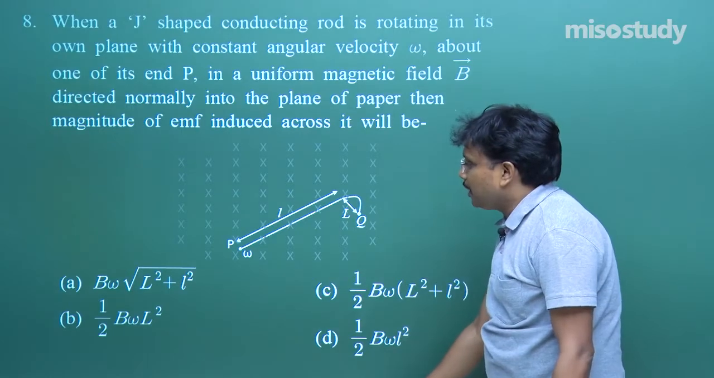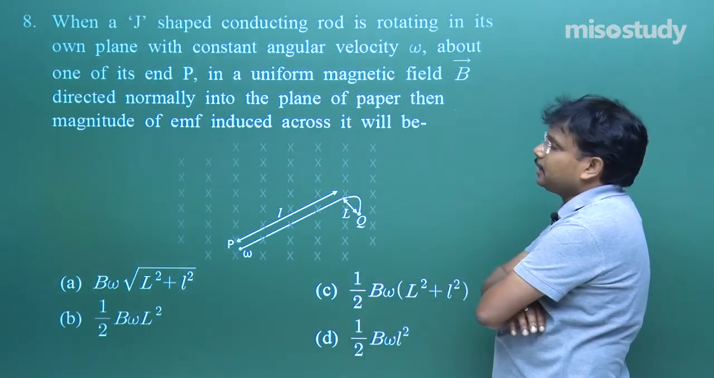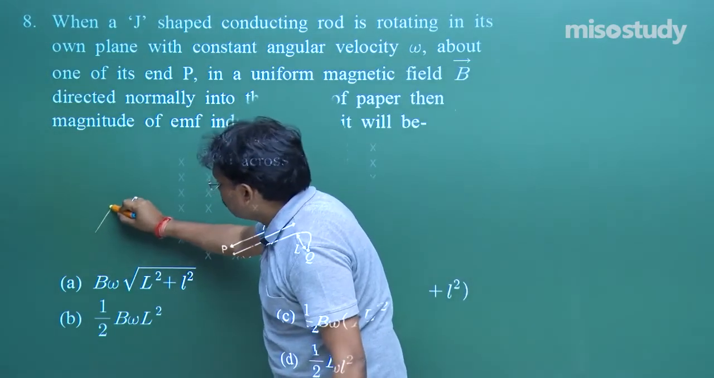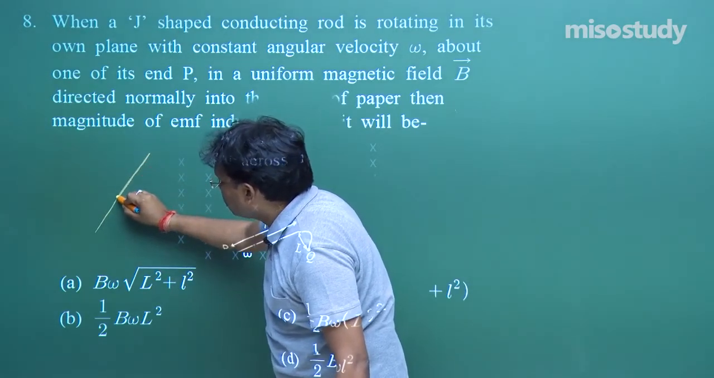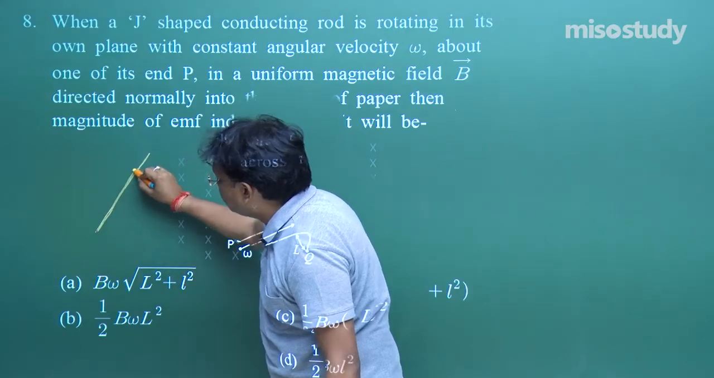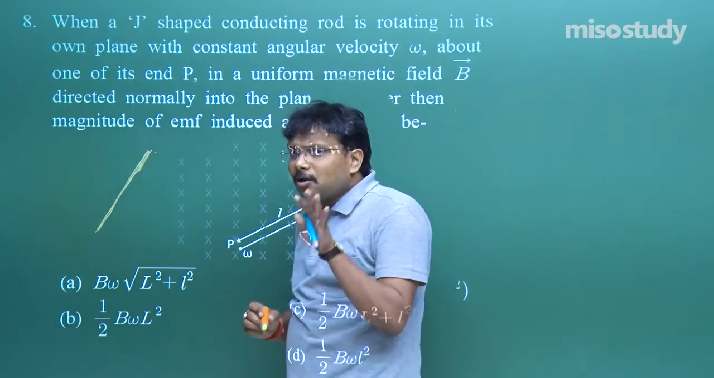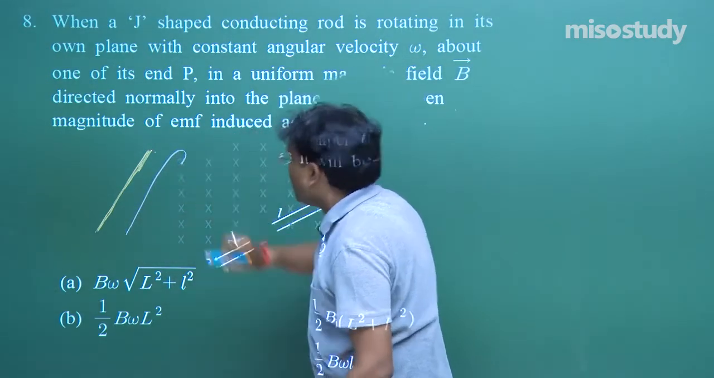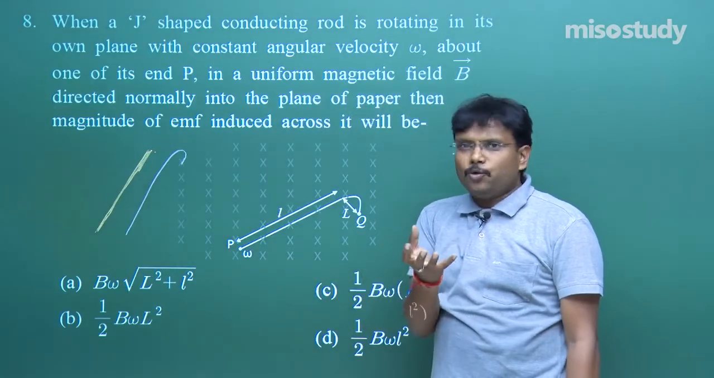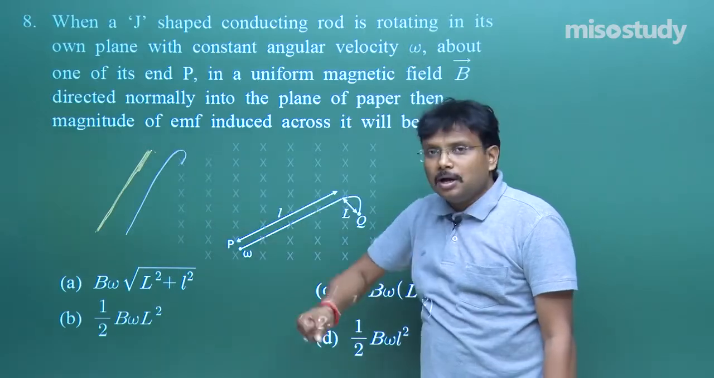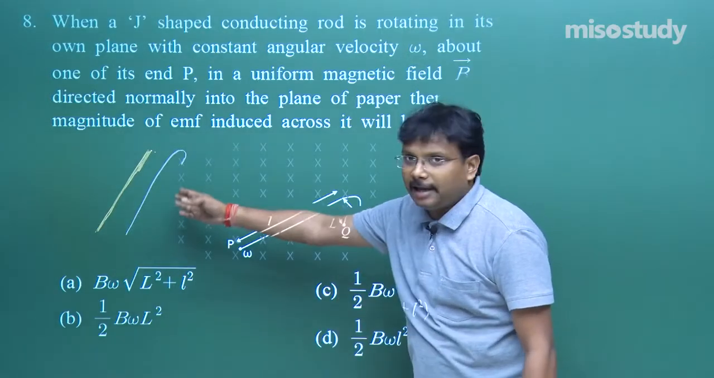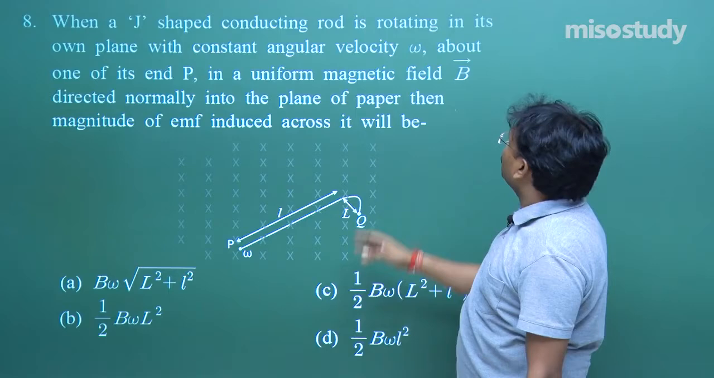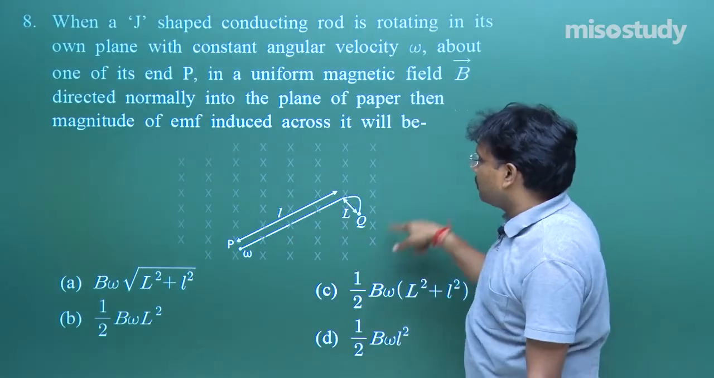Then it comes question number 8. When a J-shaped conducting rod, let me explain the diagram once again. I have a rod. The moment I say I have a rod, you will imagine it like this. But here the rod is J-shaped. What is the meaning of J-shaped? J-shaped means the rod is like this. I am sure you must have noticed this type of wooden stick with old people. They use it to support their movement, fine. So something like this. So a J-shaped conducting rod is rotating in its own plane. This is the situation, rotating like this.